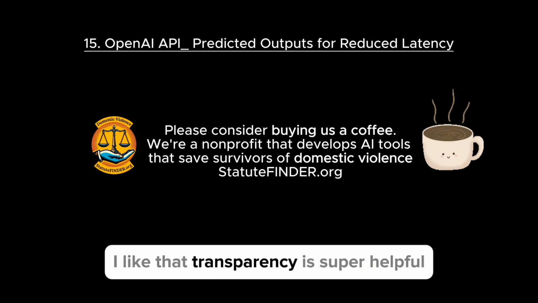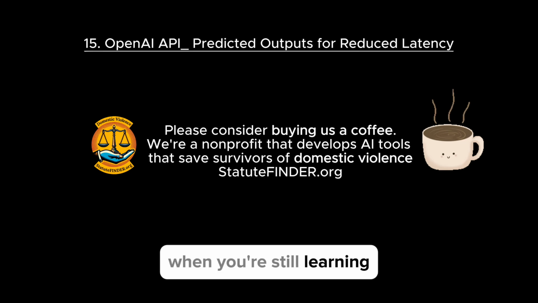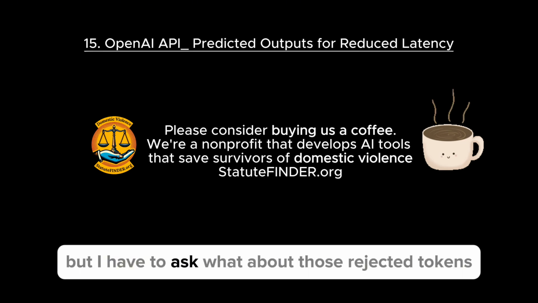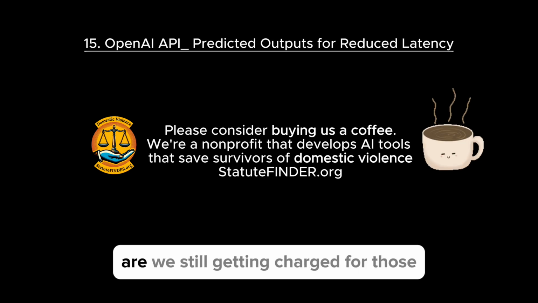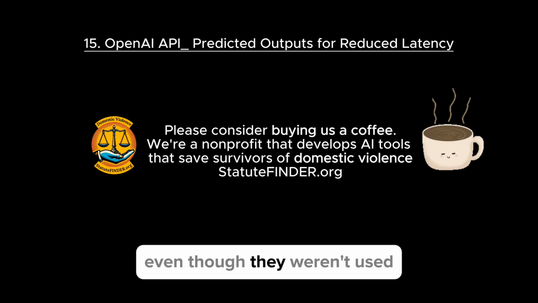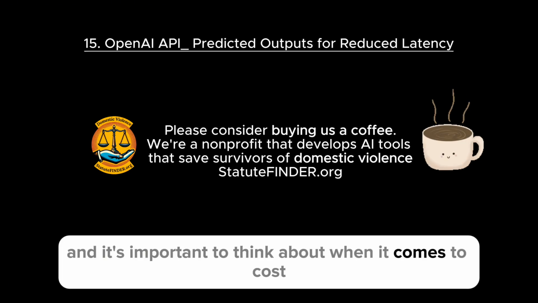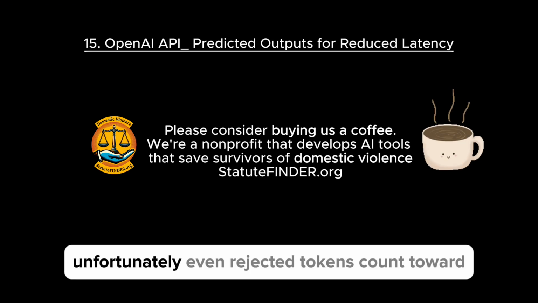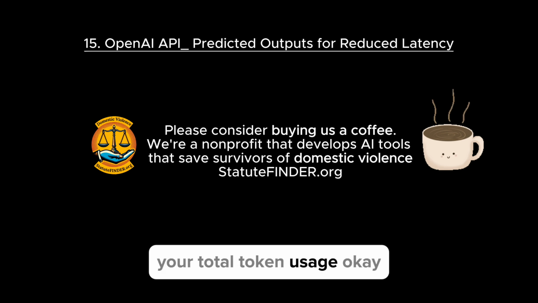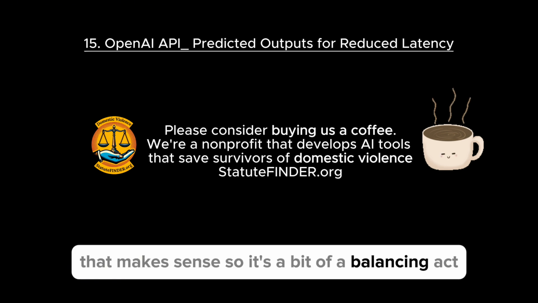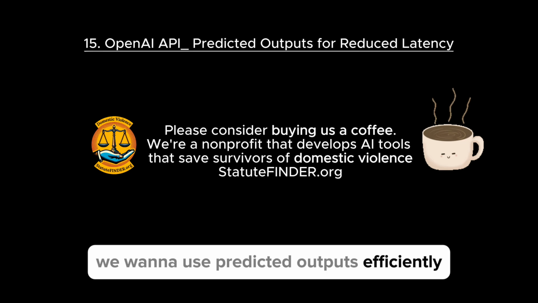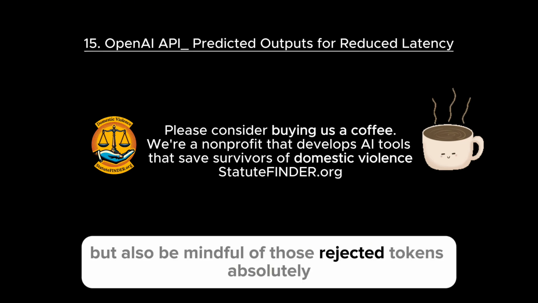I like that. Transparency is super helpful when you're still learning. But I have to ask, what about those rejected tokens? Are we still getting charged for those even though they weren't used? That's a really good question, and it's important to think about when it comes to cost. Unfortunately, even rejected tokens count toward your total token usage. Okay, that makes sense. So it's a bit of a balancing act. We want to use predicted outputs efficiently, but also be mindful of those rejected tokens.